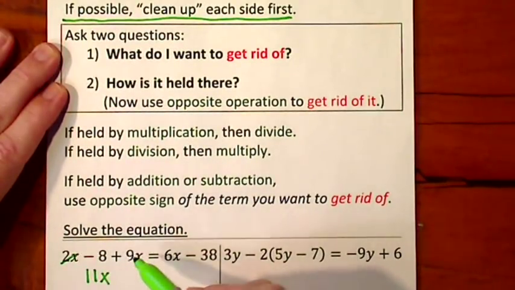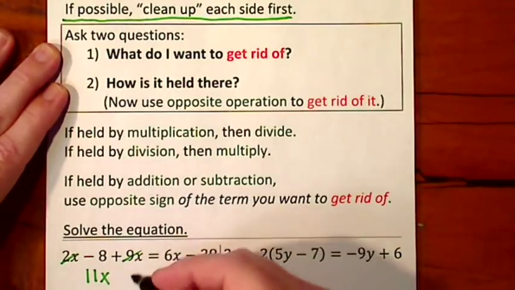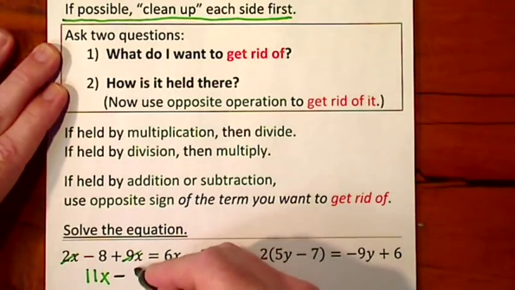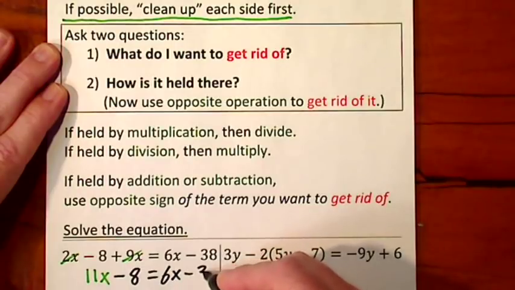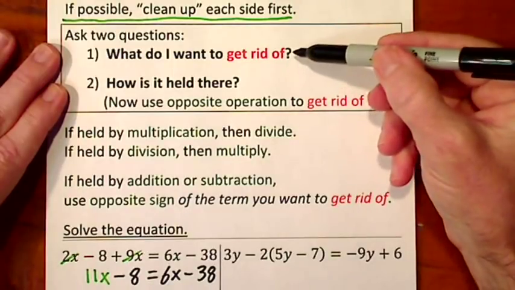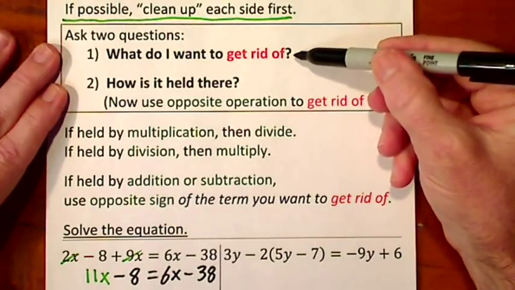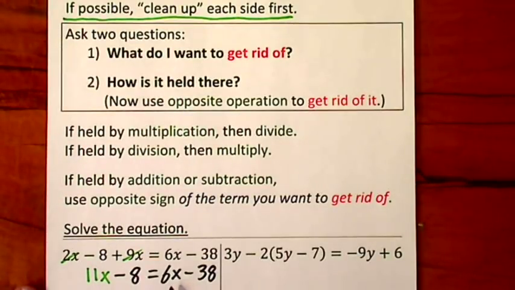So we've taken care of that, we've taken care of that. And this negative 8 will just come down, bring down the equal sign, and everything on the other side. Notice we had no like terms over here, we couldn't combine them. Now we're going to start to get rid of whatever we don't want. I'll get rid of the 6x first, that way I won't have negative variables.